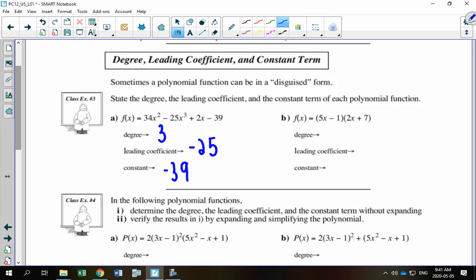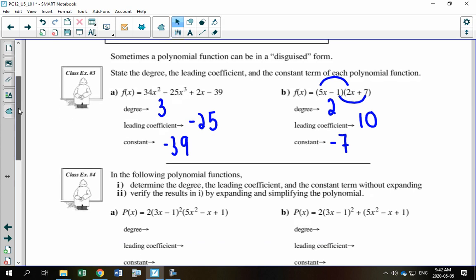And then with b, we would have to do some FOILing here in order to determine the degree. If I multiply two binomials together, I will have a degree of 2, the highest exponent. Our lead coefficient would be those first terms multiplied together. So in this case, the lead coefficient would be 10. And our constant is going to be the last term of our FOILing, which in this case would be negative 7. So you could expand this out and write it down. You'd have it beside you.